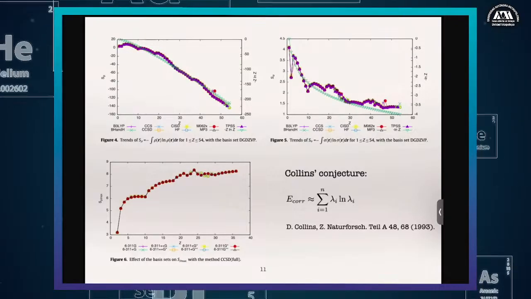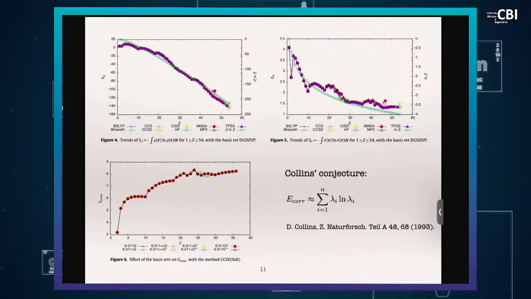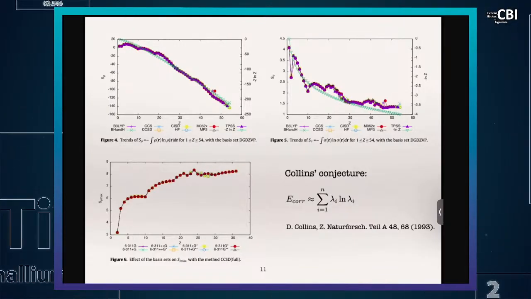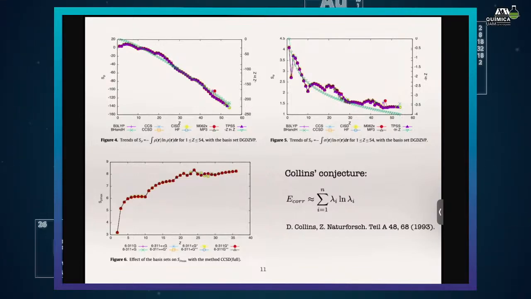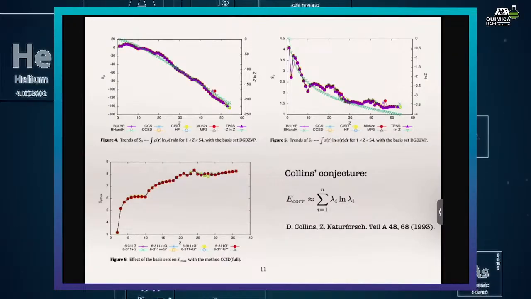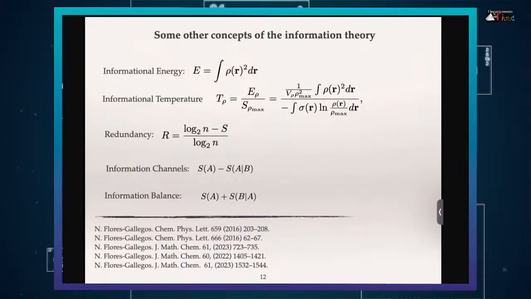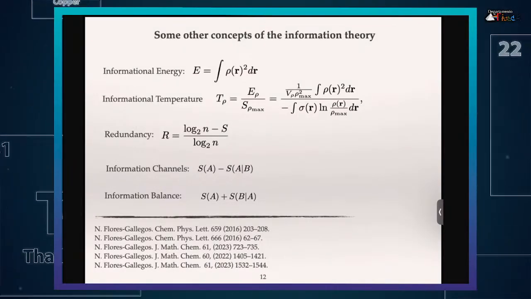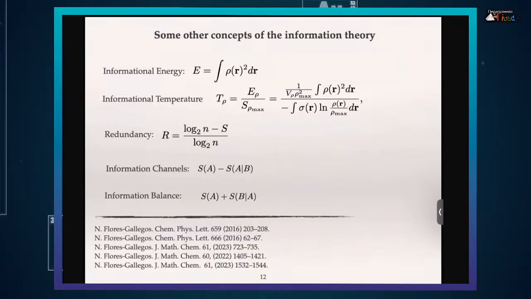However, when we use the Shannon entropy in the correct form, that is, defined in terms of the electron probability distribution, we obtain general trends that increase with the electron number. There are some other concepts of information theory that are virtually not explored.